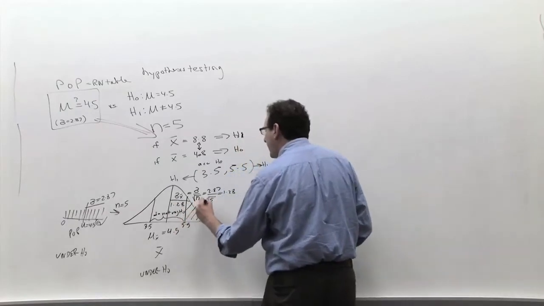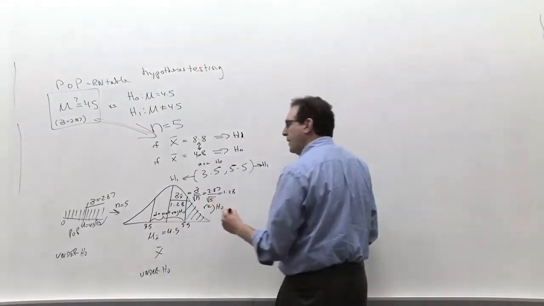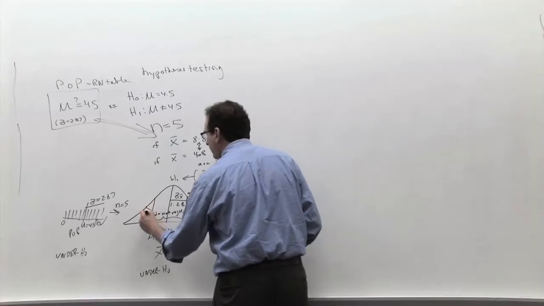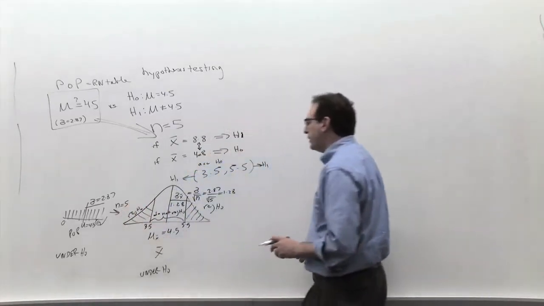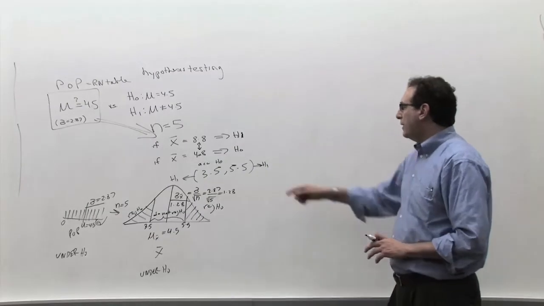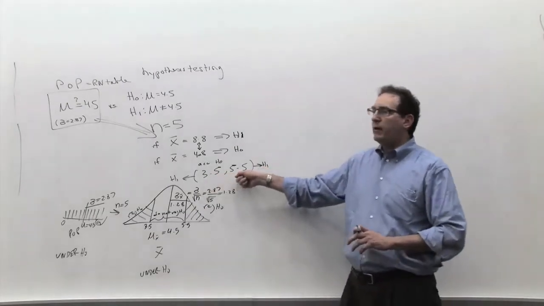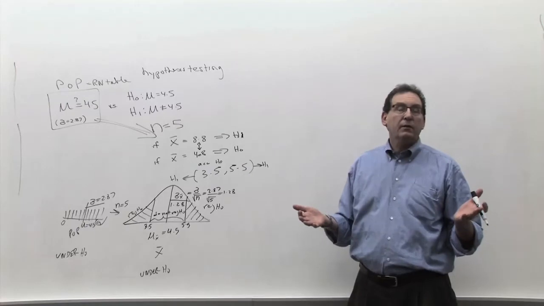But if you end up out here, you end up rejecting A0. And if you end up out here, meaning past 3.5, you reject A0. So the decision, if this pair of numbers is a good pair of numbers, is based on very practical considerations.